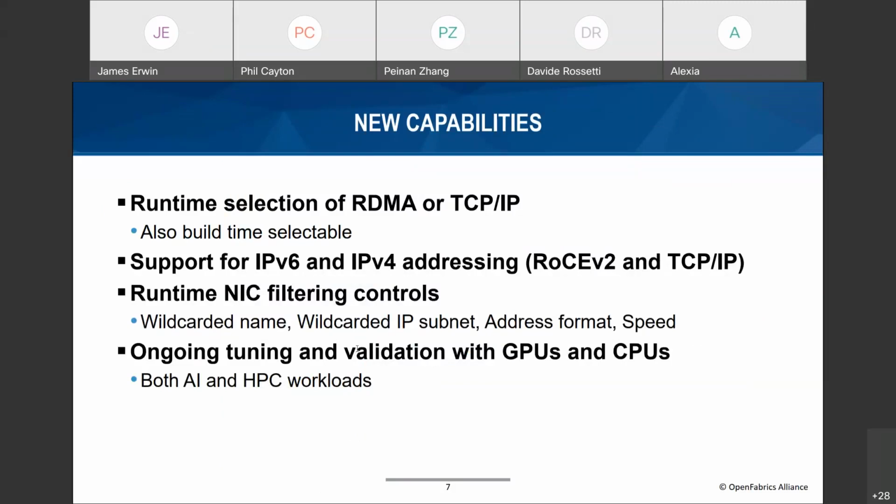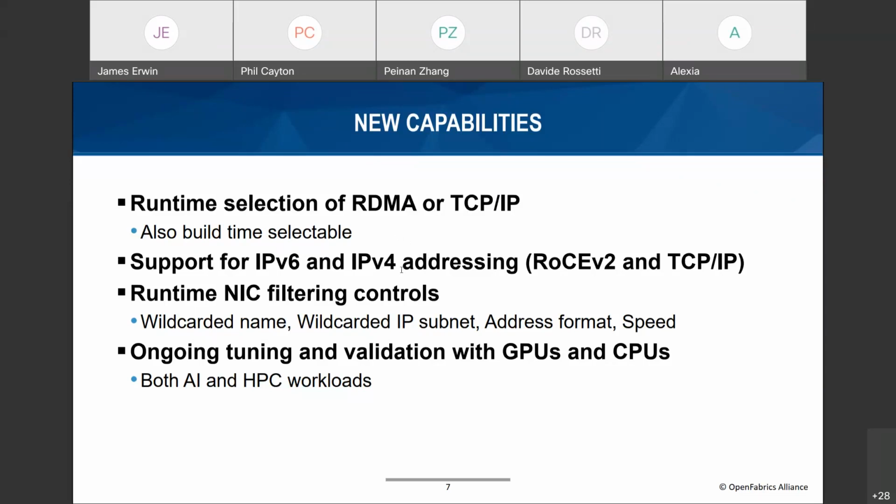So a brief overview of the new capabilities. We do have a runtime selection of RDMA or TCP/IP. If you want to run over an RDMA capable network, you would specify the verbs HAL layer and specify the NIC in terms of an RDMA device. Or if you want to run over a TCP network, you would simply specify the NIC name in terms of the netdev, and PSM3 detects which one it wants to use and follows the appropriate path.